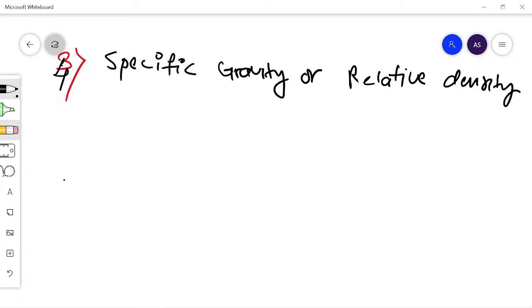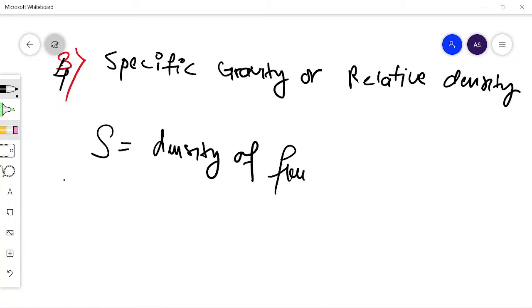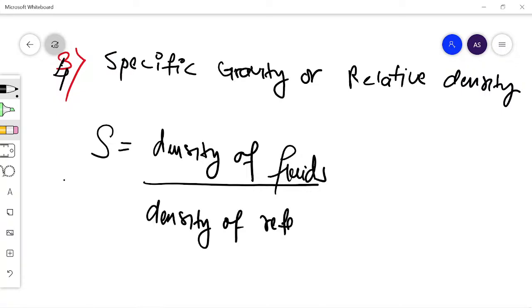I'm not going to write the definition here. I'll write the formula, and from there you can write the definition. Specific gravity is defined as the ratio of the density of the substance, but we are dealing with fluid motion, so the density of fluid divided by the density of the reference fluid. This is the specific gravity or relative density.